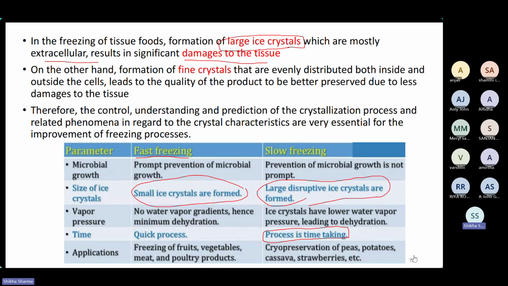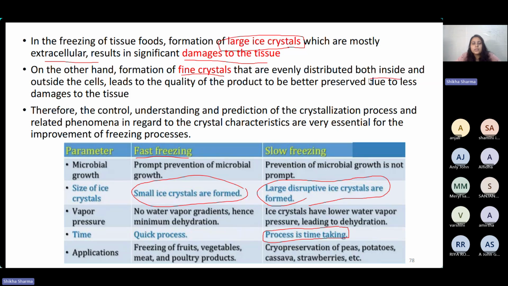So fine crystals will form, and they will be evenly distributed both inside and outside of the cell, which leads to better preservation of product quality due to less damage to the tissues. Therefore, the crystallization process is controlled so that the formation of ice crystals can be properly achieved, and there will be less damage to the tissues. So fast freezing also promptly prevents microorganisms.